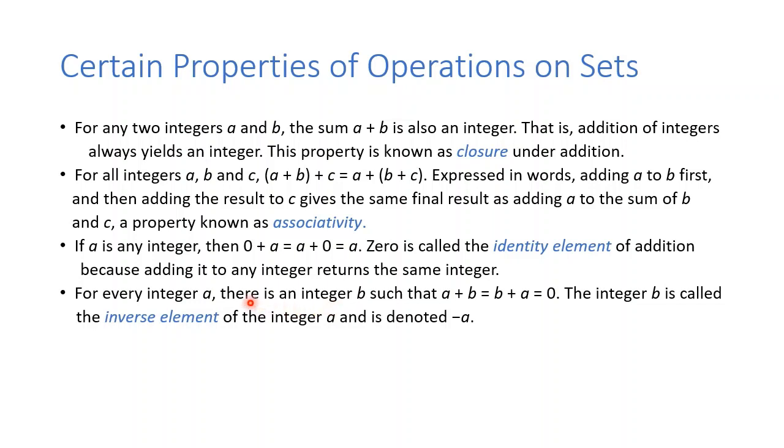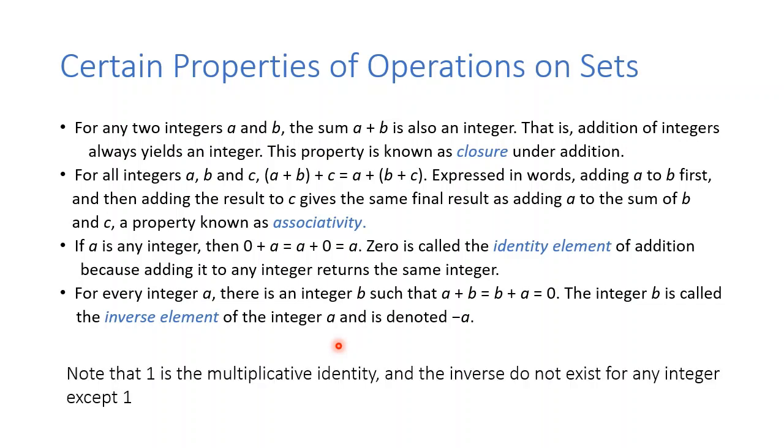Similarly, you may note that there exists some other integer which when added to a particular integer gives 0. For example, when -1 is added to 1, you get 0. So -1 is the inverse of 1 under this operation, addition. Generally we can say -a is the additive inverse of a. These are all certain properties which we see in integers under addition.